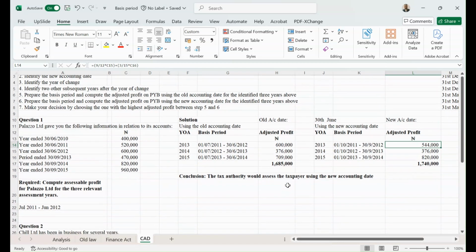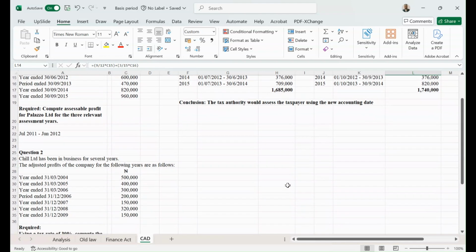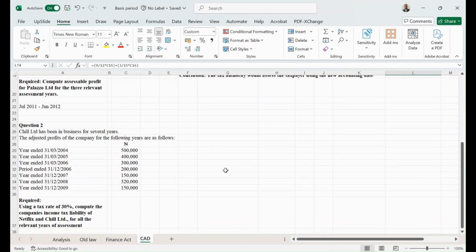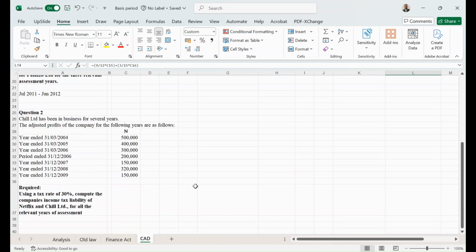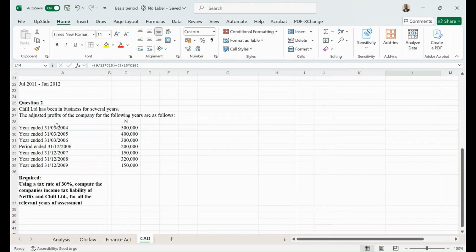Simple. Let me do a quick example for this question too. I won't solve it. I'll just show us the year of change. Once you can get the year of change, then you can get any other thing. So for example, Chill Limited has been in business for several years. The adjusted profits of the company for the following years are as follows. So you see the year ended is that the company has been using March to prepare its financial statements. Then all of a sudden the company changed to December.